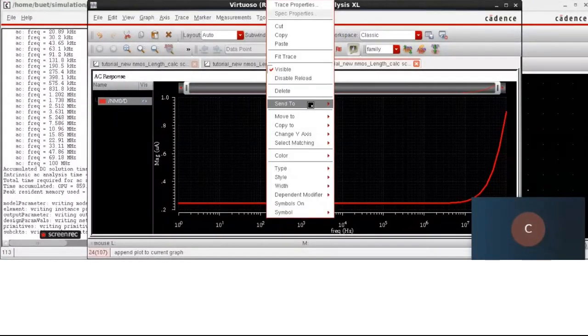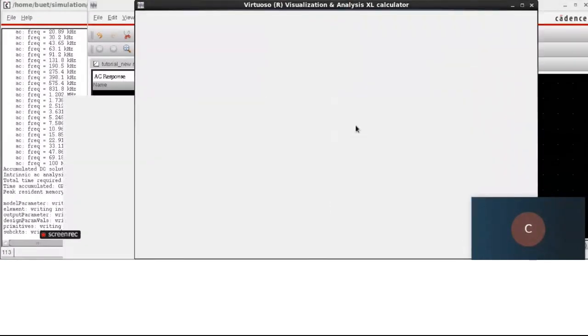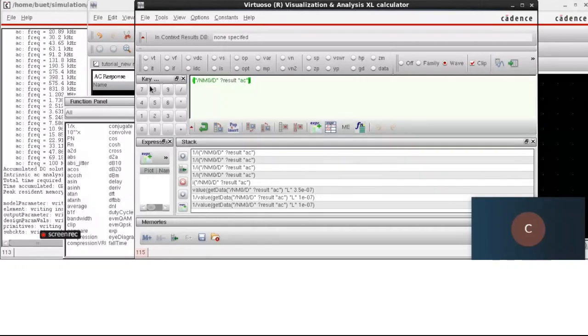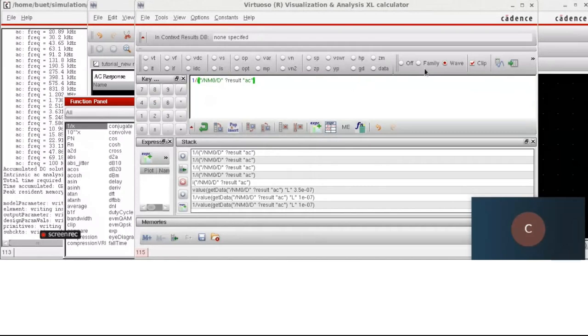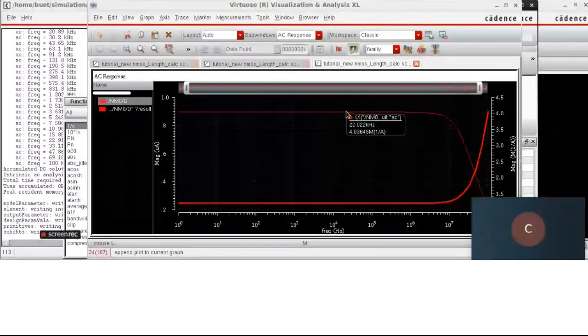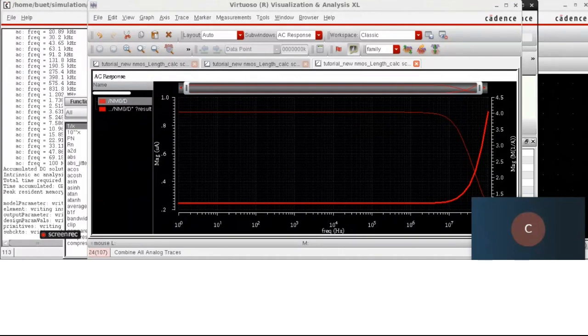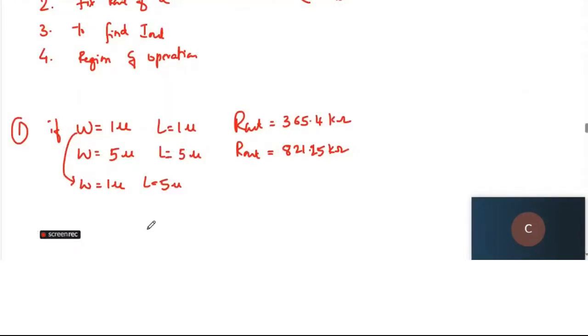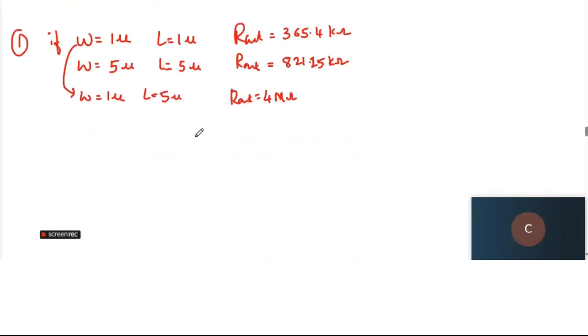Then we'll send it to the calculator. Take 1 over X. You're getting 4.036, almost 4 mega ohm. See over here how wonderfully it is varying. Now I'm getting R out as 4 mega ohm. That means let's tabulate it.